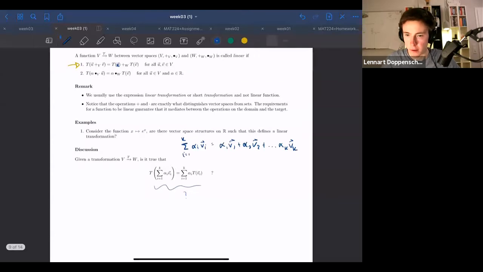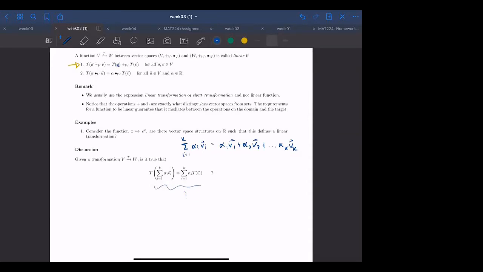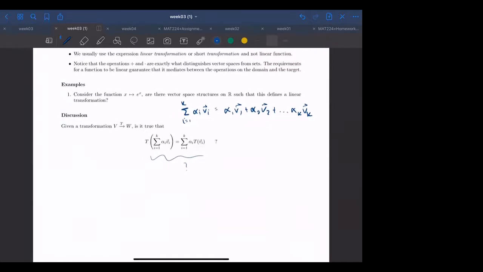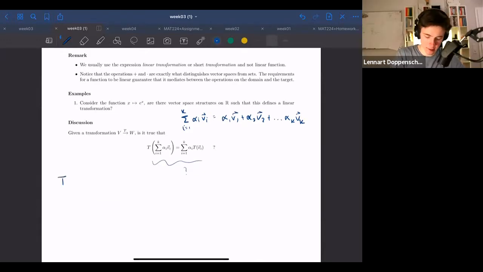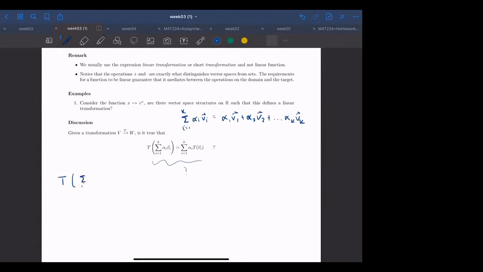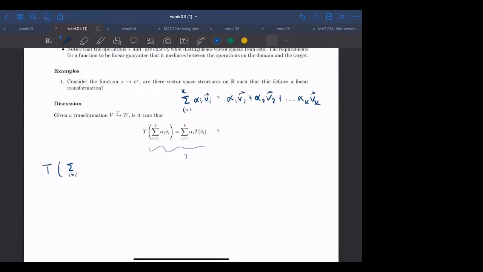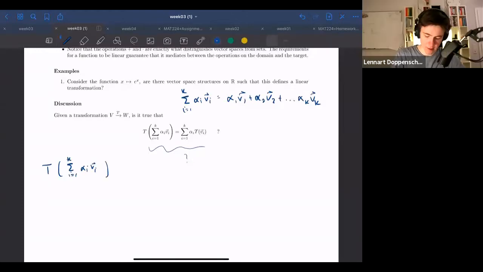So I see someone, Jancy, wrote in the chat, expand and use linearity. Can you explain that? Sure. So I was thinking of expanding the sigma notation to the one term plus the other ones. Yes, exactly. Like T of alpha 1 v1 plus T of alpha 2 v2. Yes, exactly. The coefficients.